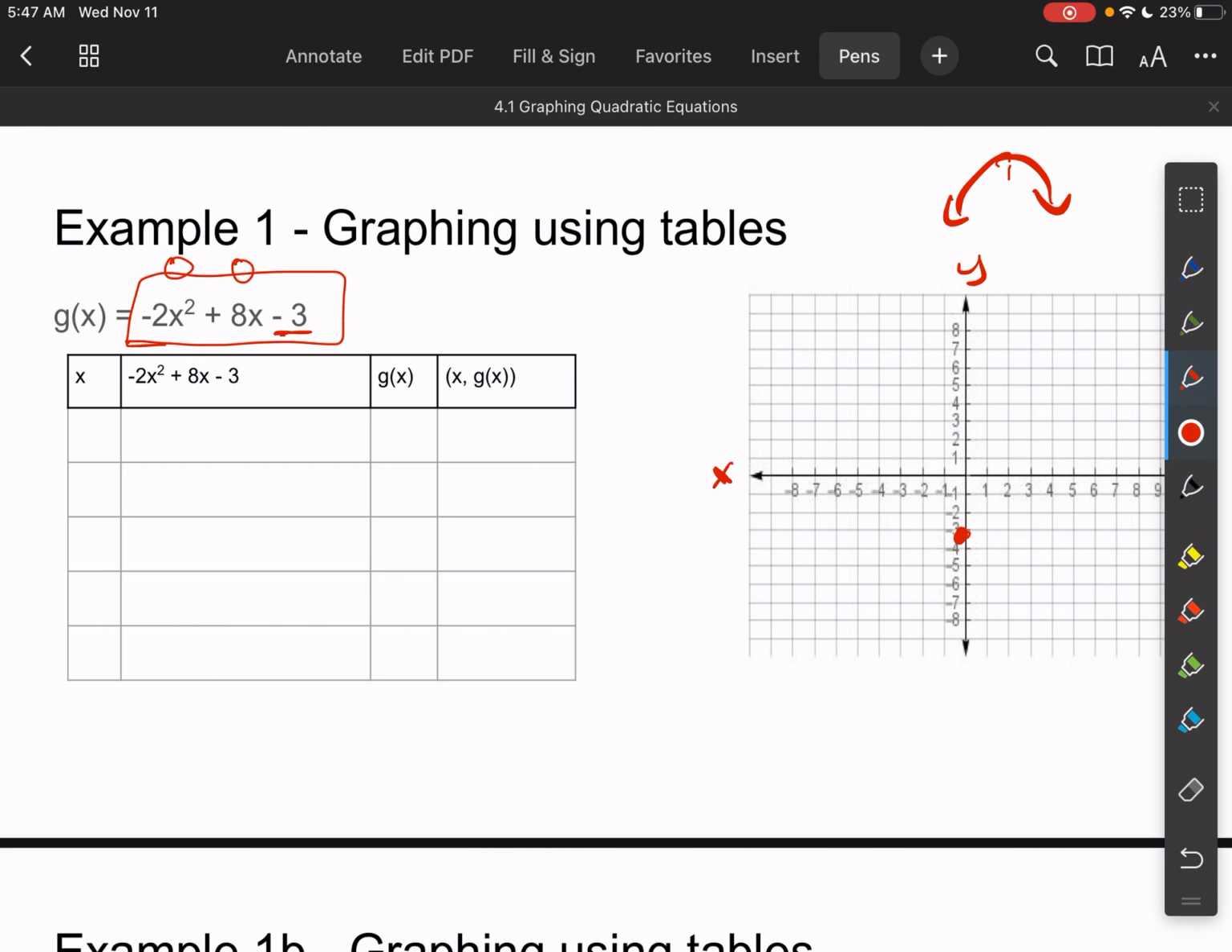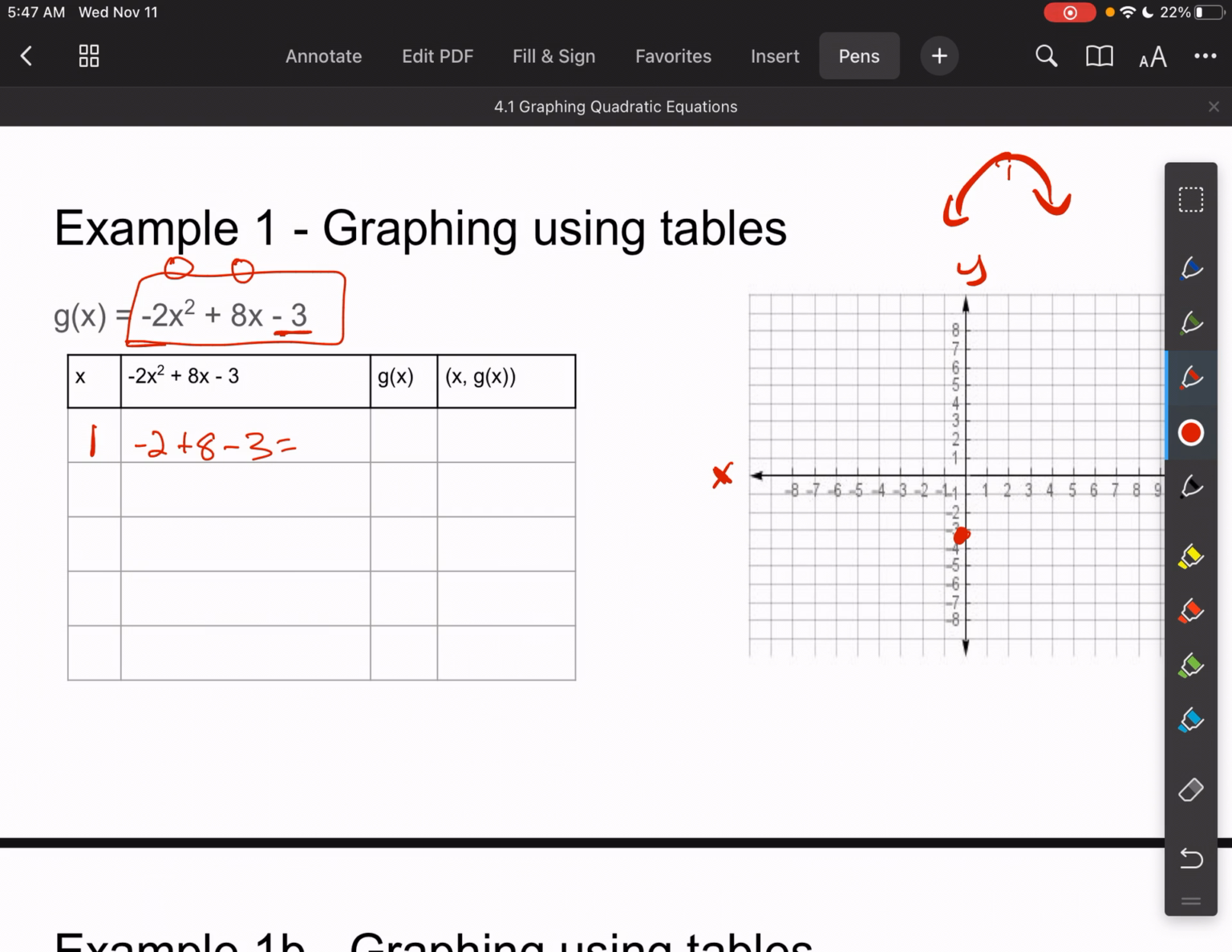Okay, so let's see what's happening to the right of that point that I know. Let's see what happens at 1. So if I plug a 1 into this thing, I get negative 2 times 1 squared, which is just negative 2. Negative 2 plus 8 times 1, which is just 8, minus 3, which is equal to, I believe, 5. So my first point here that I'm exploring would be 1 comma 5. Sorry, why did I say 5? Forgive me, y'all. It's pretty early morning for me.